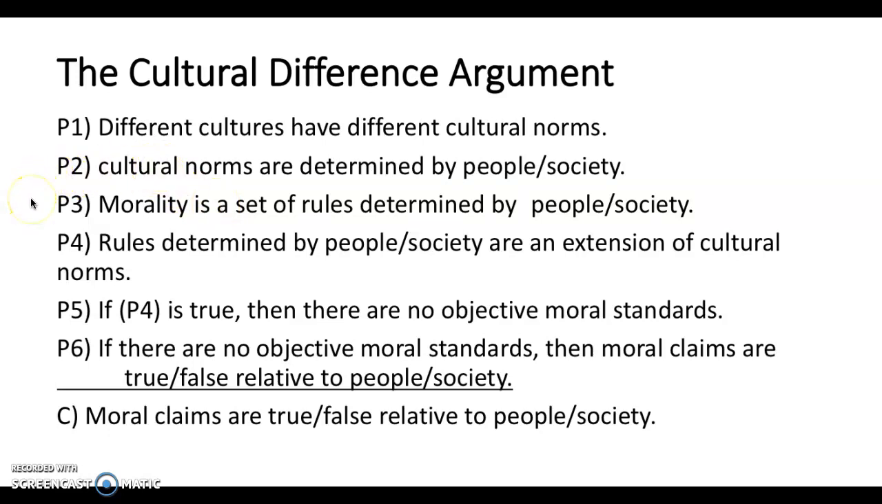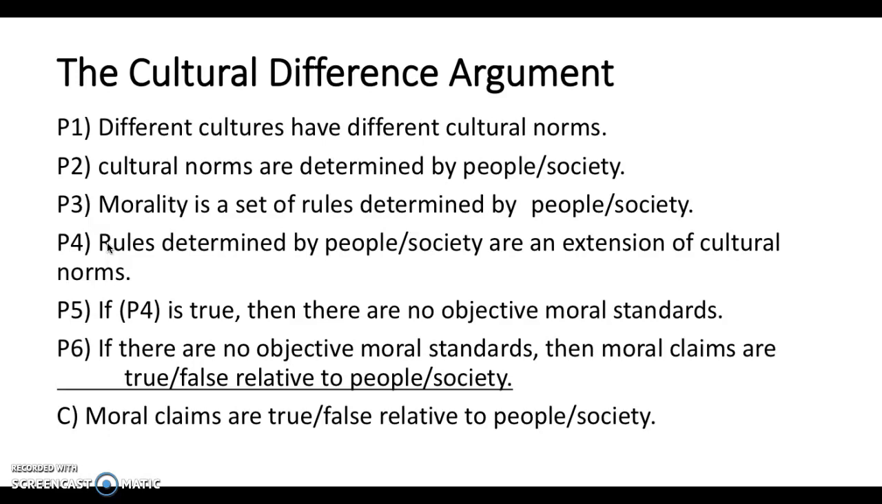But really briefly, the cultural difference argument goes as follows. Premise one: different cultures have different cultural norms. That seems to be true. There's nothing contentious about that. And cultural norms are determined by people in society. Again, that also seems to be true. Morality, the relativist says, is just a set of rules determined by people or society. So in other words, morality is an extension of cultural norms. And premise four, rules determined by people or society are an extension of cultural norms. And so premise five, if this is true, then there are no such things as objective moral standards, because they're always going to be determined by different peoples in society.